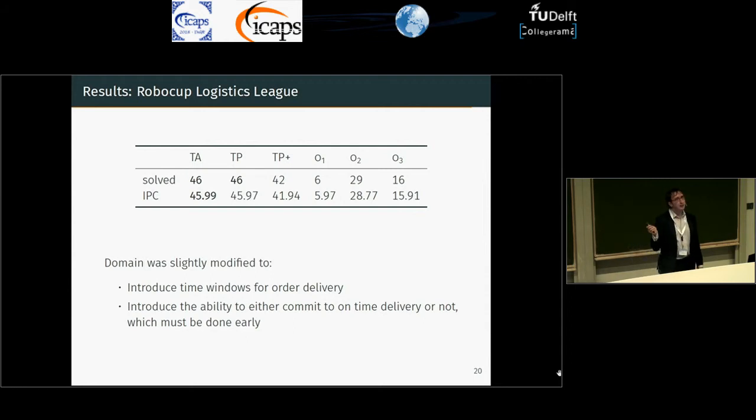In the RoboCup Logistics League, the results were less clear-cut. There was no one planner that solved all the configurations, so slightly worse coverage for time predictive plus there, but it solved some problems that the other didn't. We can't actually throw a portfolio at this.